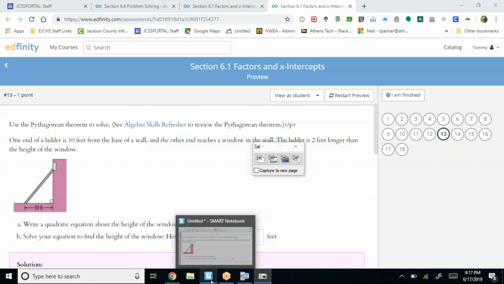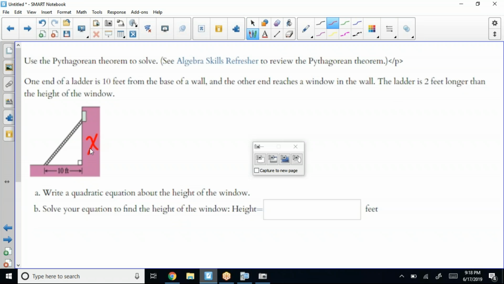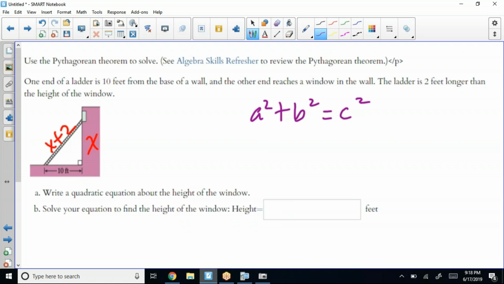Okay, so the hard part about this is writing the equation for it. Okay, so it says one end of the ladder is 10 feet from the base of the wall, and the other end reaches a window in the wall. The ladder is 2 foot longer than the height of the window. So what you have is this would be x. We don't know what that is, but the ladder is x plus 2. And then it's just Pythagorean theorem, right? A squared plus B squared equals C squared. So that'd be A and B, and this hypotenuse would be C.